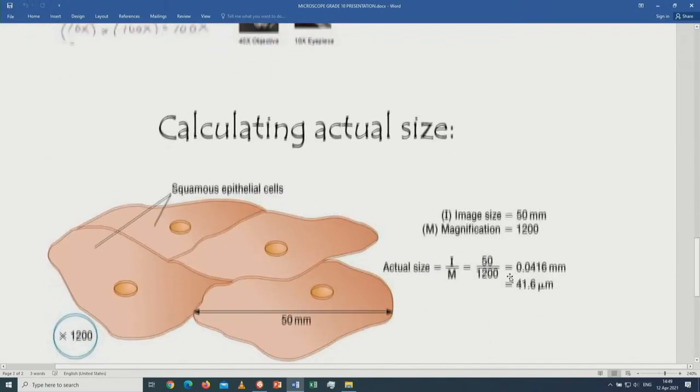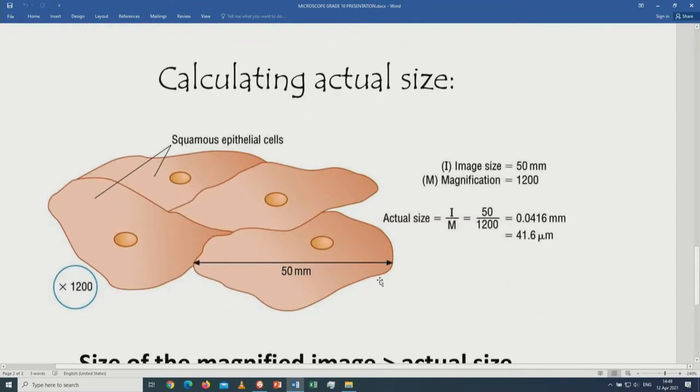So here I have an example of the squamous epithelial cells. Here we are calculating the actual size. Remember, it's I over M. I here is this image size that you see here. It's 50 millimeters, and the magnification is 1,200. From there, you'll say 50 divided by 1,200. You'll get 0.0416 millimeters. Now the unit for calculating the actual size is micrometers. In order to convert millimeters to micrometers, that is the μm, we multiply by 1,000. So you will get 41.6.